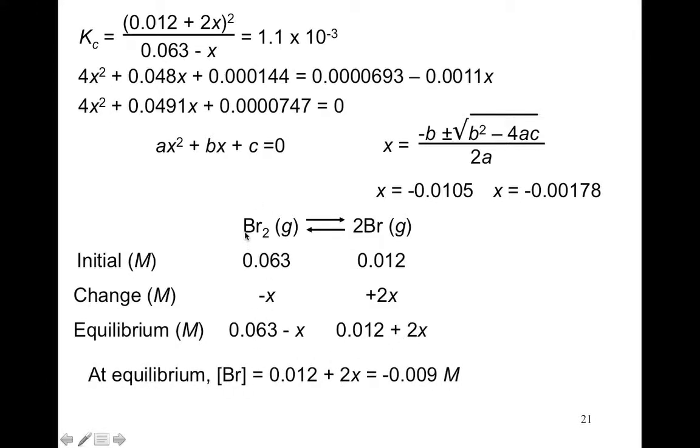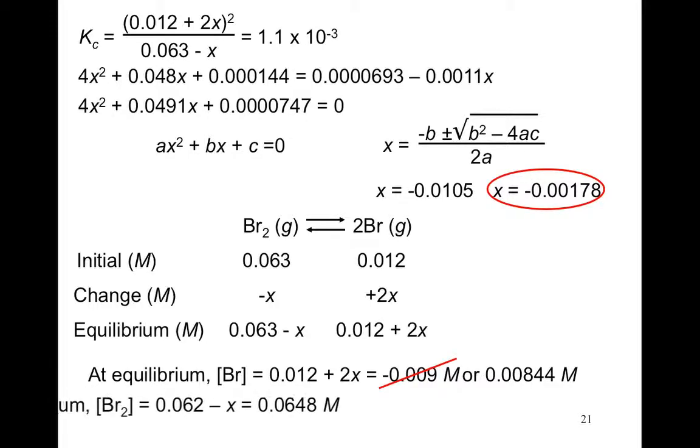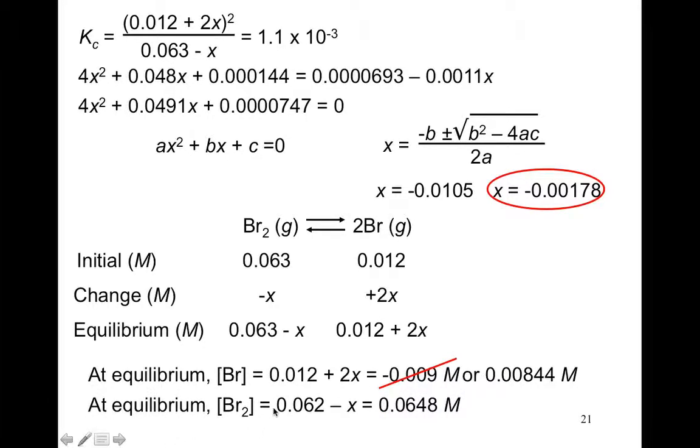So at equilibrium, our bromine concentration here is our 0.012 plus 2X, and that would give us 0.009 molar using that first X, or 0.0844 using the second X. So we use the second X. And then here our Br2 is 0.062, which I think maybe should be 0.063, but not a big deal, minus X, and so that would give us 0.648 molar.